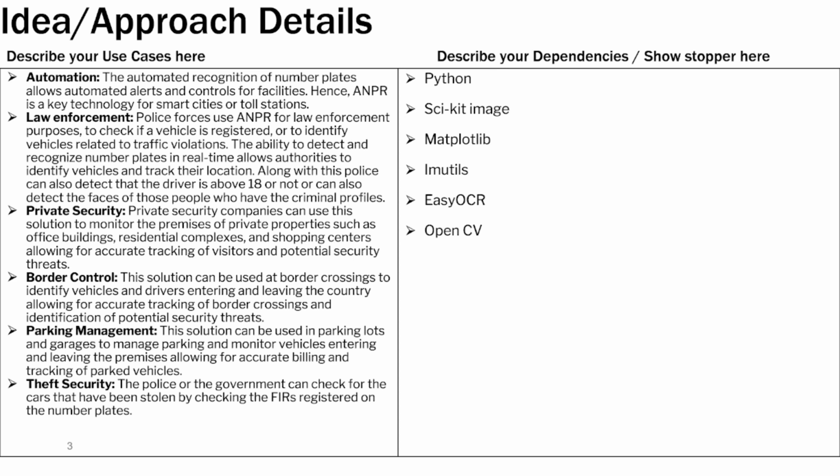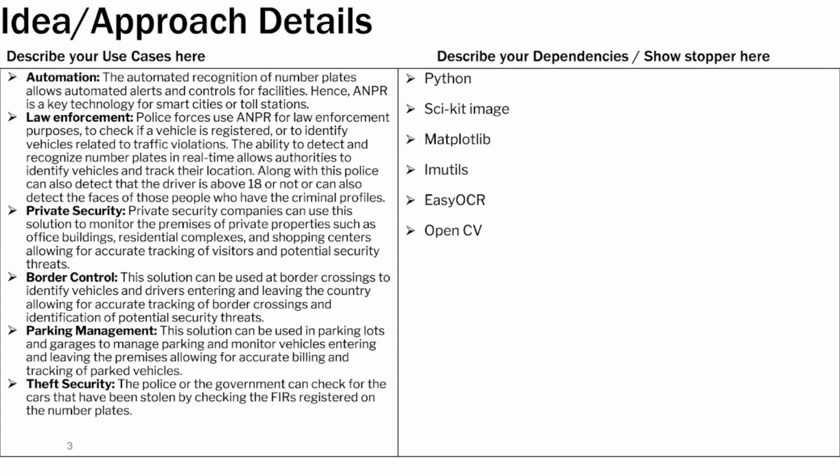Then this system can also be used in private security. Private security companies can use our system to monitor the premises of private properties such as office buildings, residential complexes, and shopping centers, allowing for accurate tracking of visitors and potential security threats.